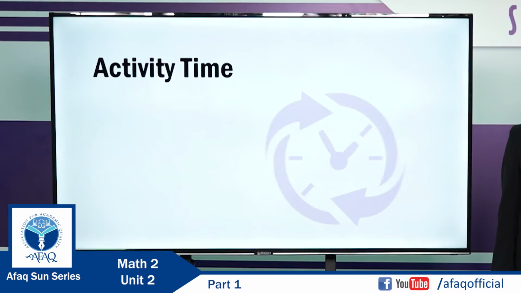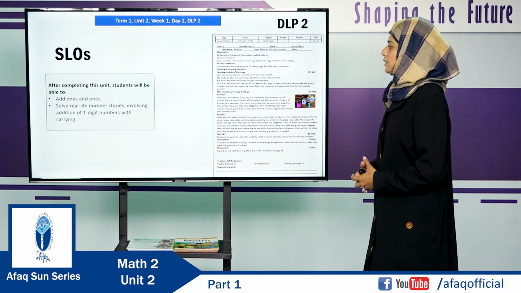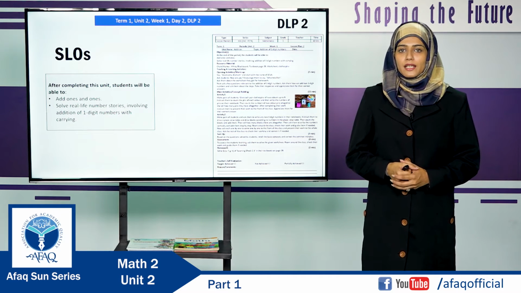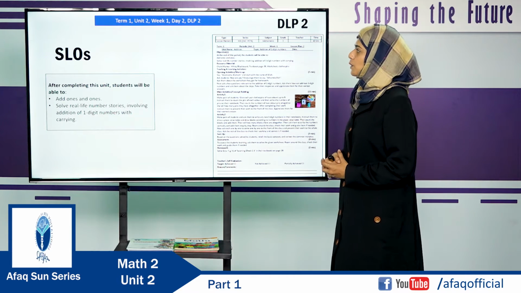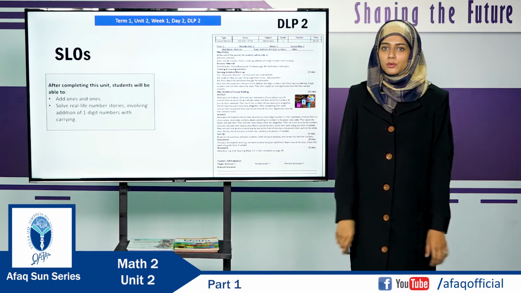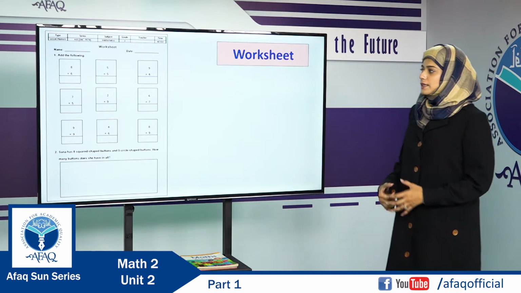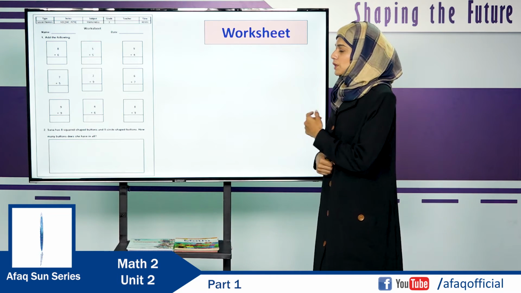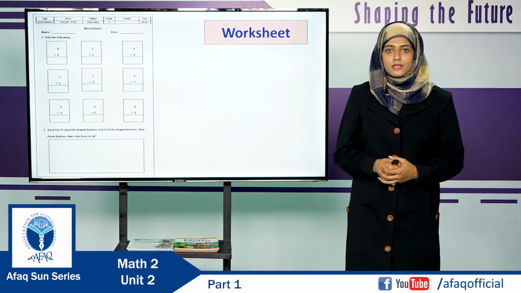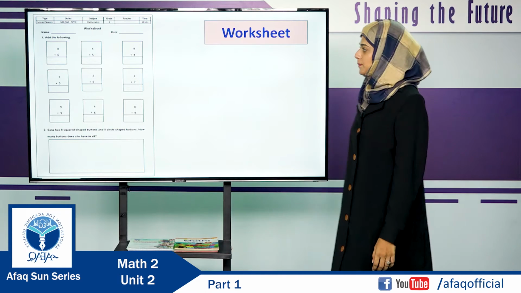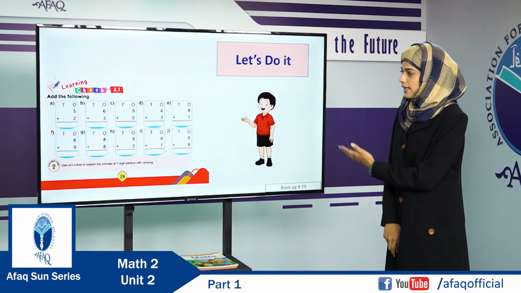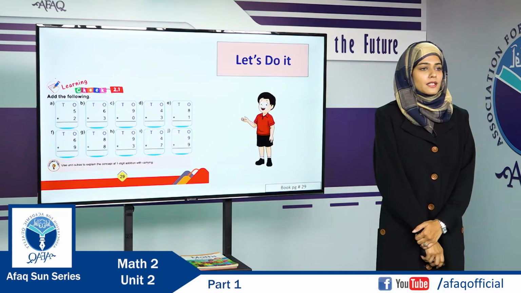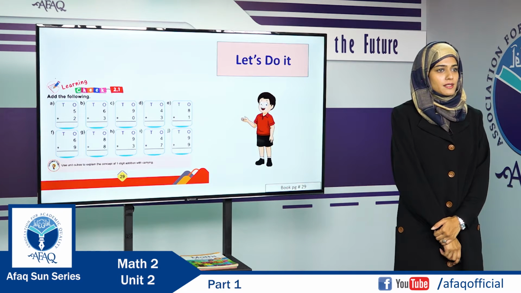It's an activity time. Let's see what the activity is about. Now in this SLO, we add ones and ones. To cover this, the methodology has been given in DLP 2, which falls in term 1, unit 2, week 1, day 2. Let's see the activity. Okay, here is the worksheet given. You have to add ones and ones. So, do this worksheet by your own on the basis of the concept we discussed in the previous lecture. On page number 29, there is an exercise given. You have to add the following. You have to add the ones place digit. So, do this exercise by your own in the presence of your parents and teacher.